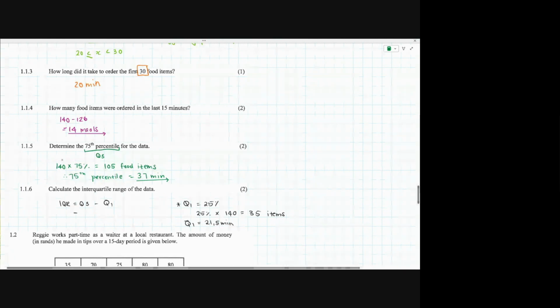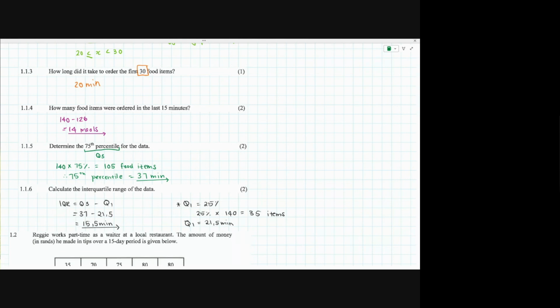And now we can work out the interquartile range. 37 minus 21.5 gives us 15.5 minutes. Essentially, what your interquartile range says to you is that the range in your middle 50% is 15.5 minutes. So the spread of your middle 50%, there's a difference of 15.5 minutes from the lower limit of your first quartile to the upper limit of your third quartile.